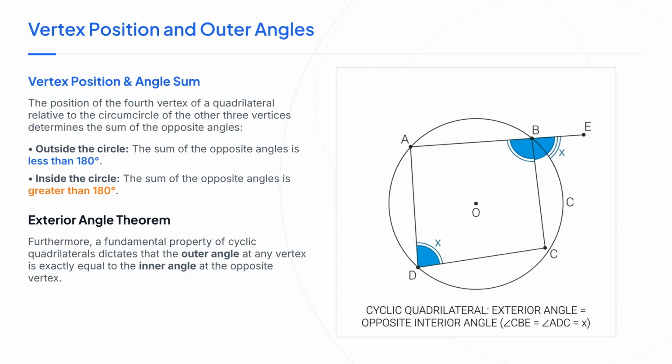The position of the fourth vertex also matters. If it's outside the circle, the sum is less than 180 degrees. If inside, it's greater. Additionally, the exterior angle of a cyclic quadrilateral equals the opposite interior angle.